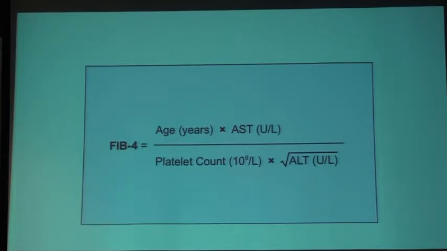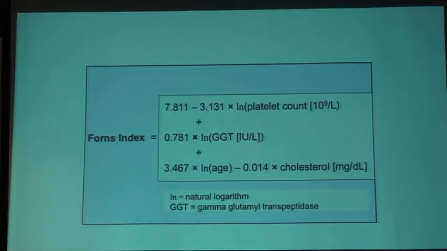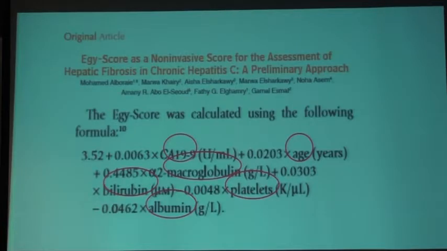Another method, which is FIB4, based on the age, the AST and the platelet count, forms an index, one of the best for the evaluation of fibrosis. Another depends on the platelet count, the gamma GT, the age, and the cholesterol level. And here is our score, the EG score. We nominated it as an EG score, which is highly specific, based on the CA19-9, the age of the patient, the microglobulin, bilirubin, platelets, and the albumin.